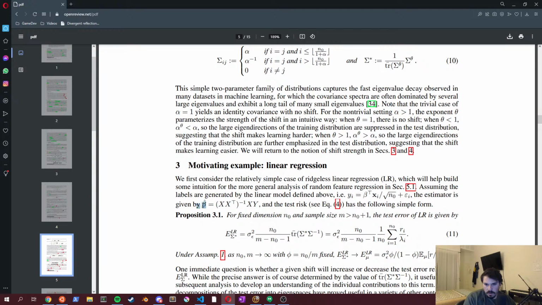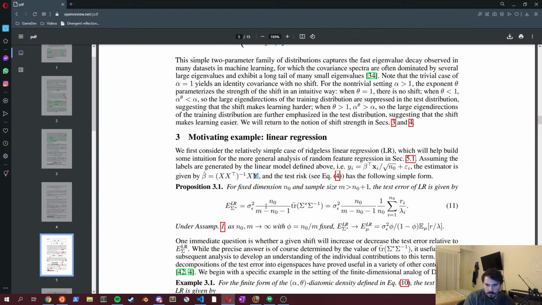This is exactly what they're saying. So if the x's are the input variables and y is the labels, it's like a matrix of those. And the task risk has the following simple form. For fixed dimension n0 and sample size m greater than n0 plus 1, the test error of linear regression is given by this thing.